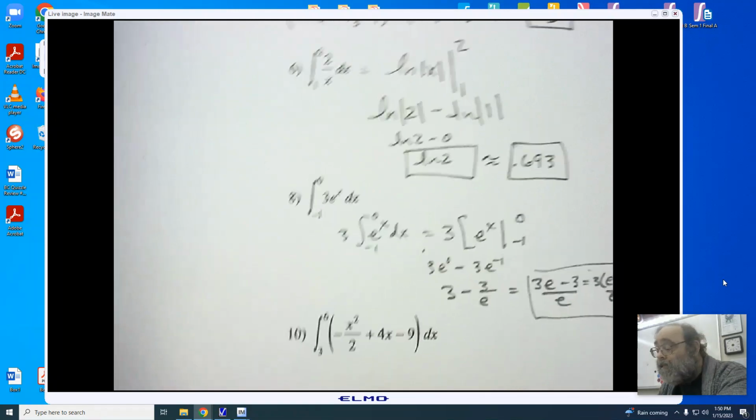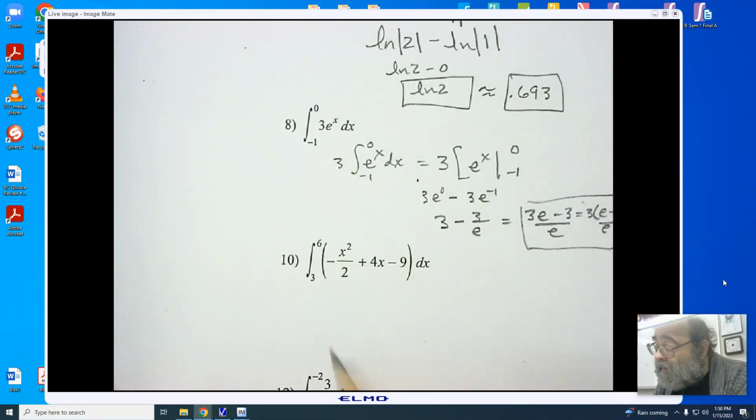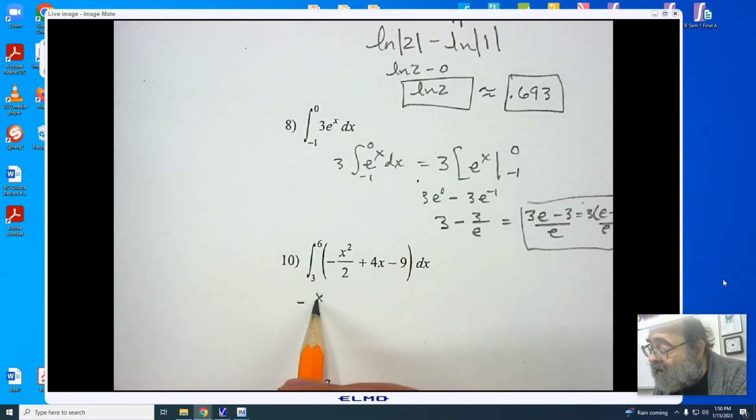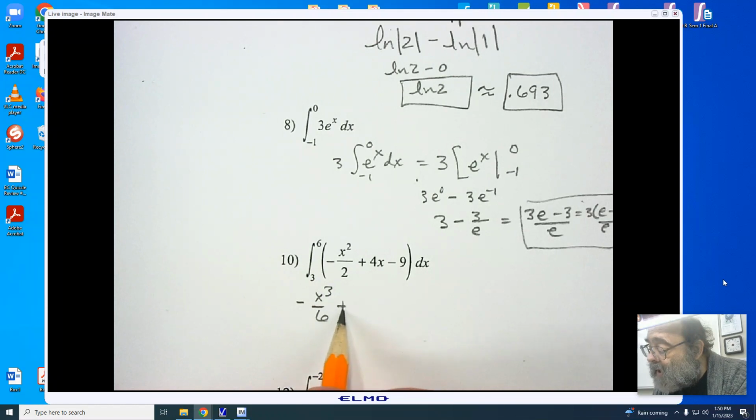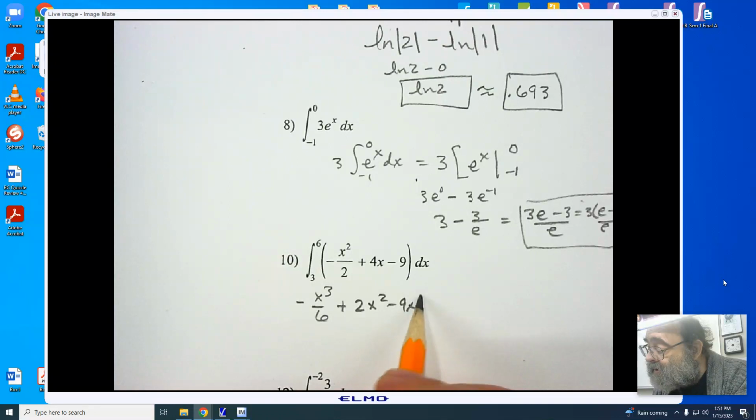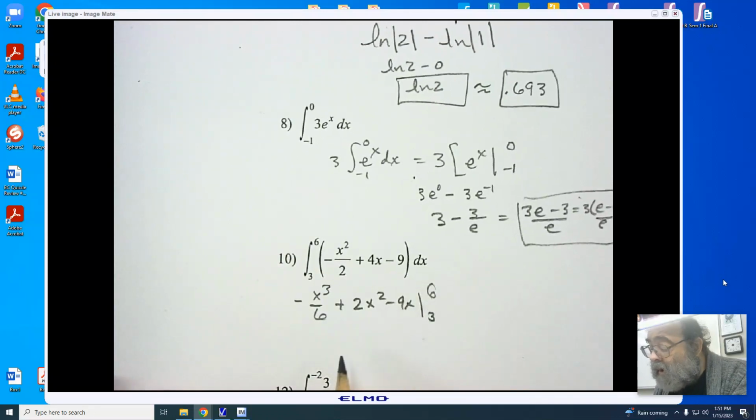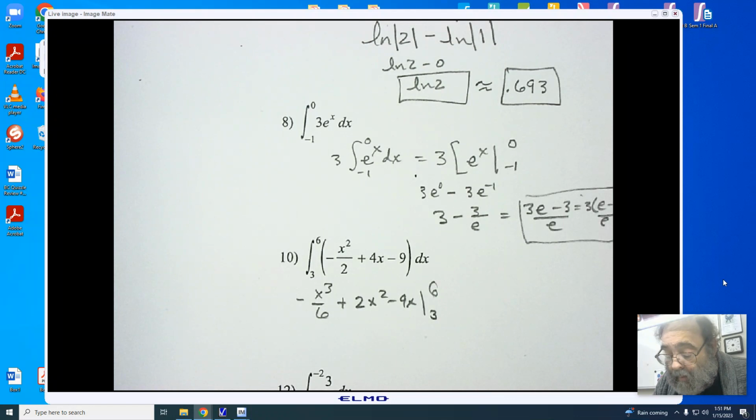Number 10. So we're now doing the general power rule again. This is going to give me 1/3. Notice I end up with negative x cubed over 6 plus, and I'm going to simplify it to 2x squared minus 9x from 3 to 6. We're now following the same pattern. We have negative 6 to the power of 3. And I'm not putting parentheses around that negative so that I have my order of operations. And then I'm just going to make sure that I divide by 6.